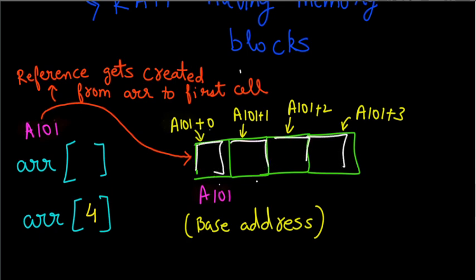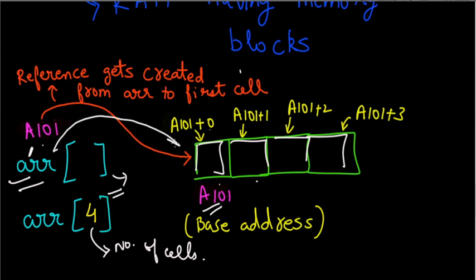Okay, and this is a reference variable which we have taken, and these are the brackets which indicate that it is an array, and these are the number of cells. So what happens, every cell has a memory address. We can call it a base address also. Basically, the reference is created from the reference variable to the first cell.